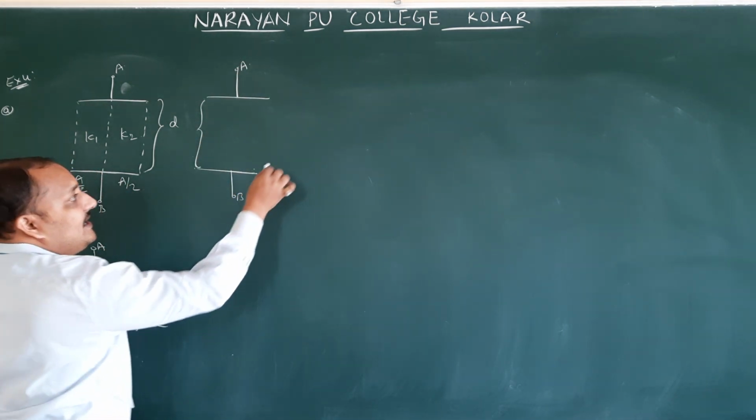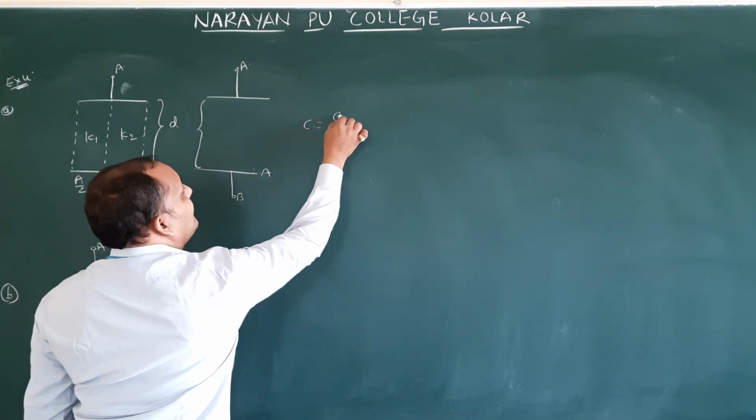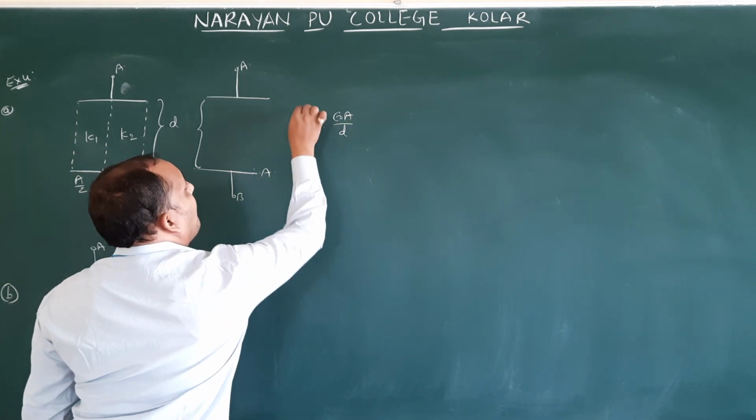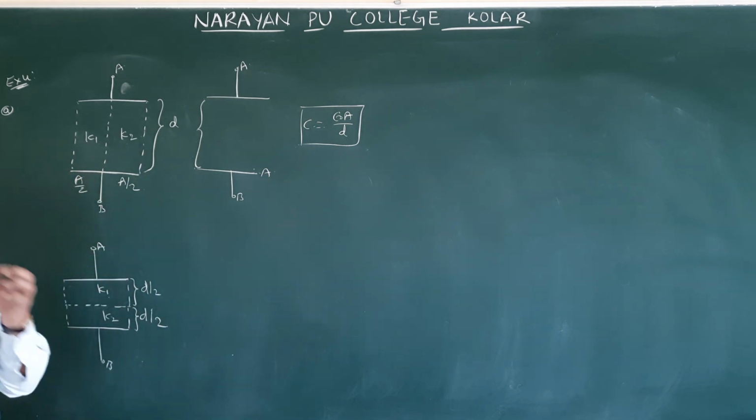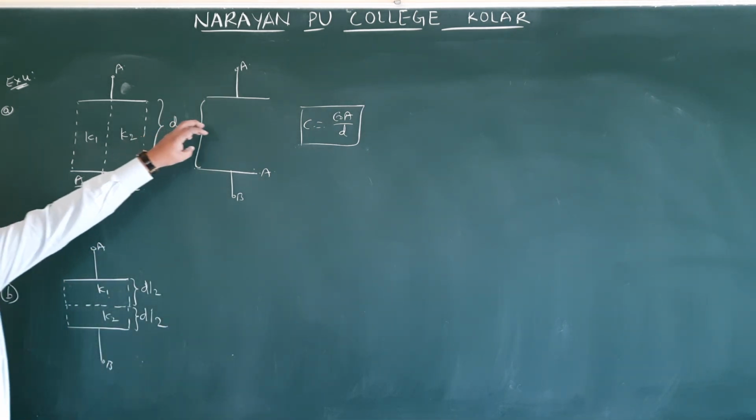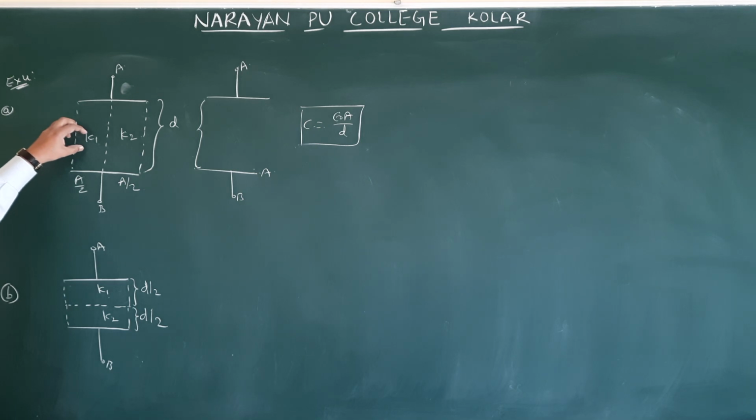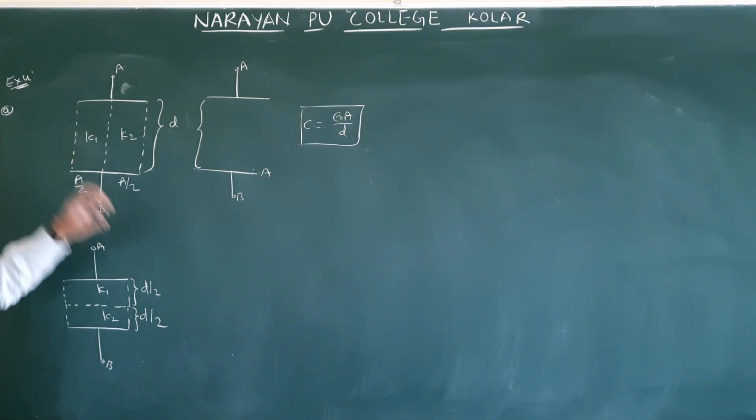Initially, what is the capacitance? C is equal to epsilon naught A by d. Now it is filled with two dielectrics. One is K1, another one is K2.